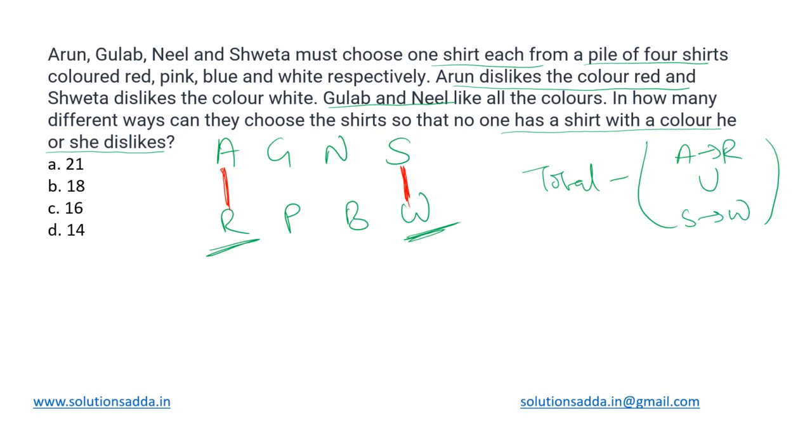So let us find out the number of ways in which Arun can get a red color. For this, we'll assign red color to Arun and let the other three distribute it among themselves in total number of ways, which would be 3 factorial. 3 friends and 3 shirts, total ways 3 factorial, which is 6.